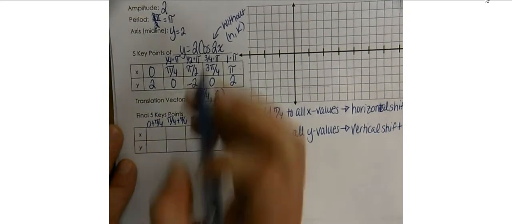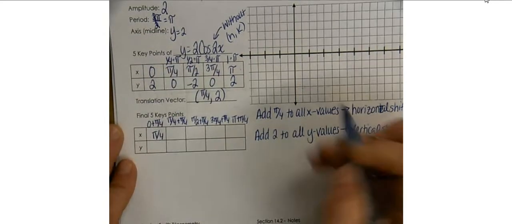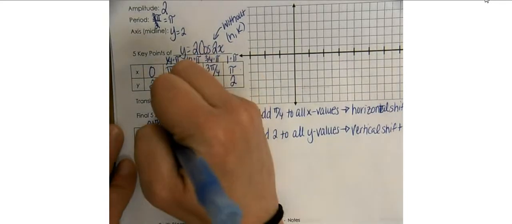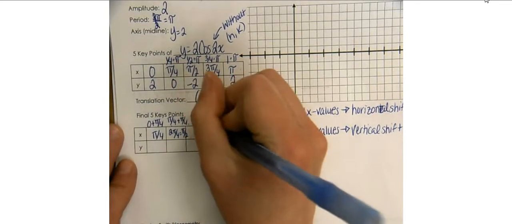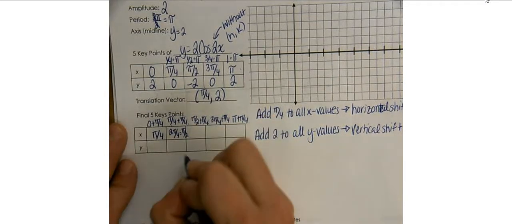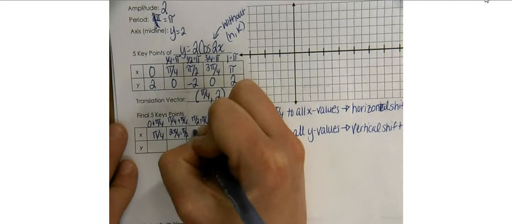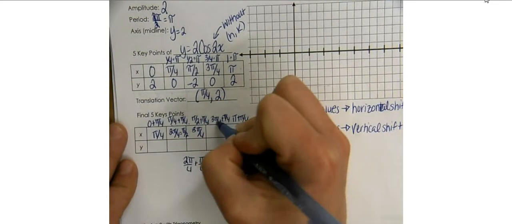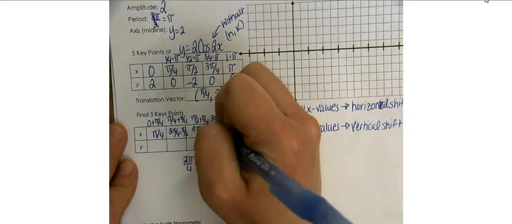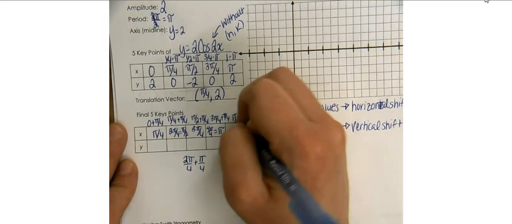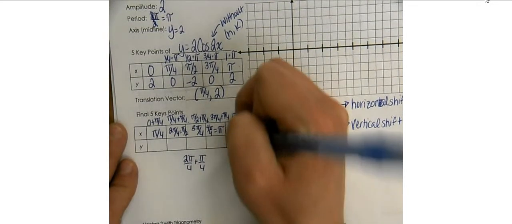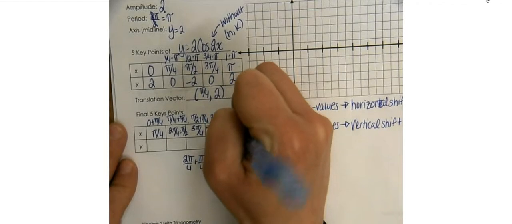So 0 plus pi over 4 is going to be pi over 4. Pi over 4 plus pi over 4 is 2 pi over 4. 2 pi over 4 is pi over 2. Then pi over 2 plus pi over 4. Pi over 2, I can rewrite that as 2 pi over 4 plus another pi over 4, and that's going to be 3 pi over 4. Then 3 pi over 4 plus pi over 4 is 4 pi over 4, and 4 pi over 4 is equal to pi. Then I have pi plus pi over 4, so that's 4 pi over 4 plus pi over 4, which is 5 pi over 4. So that's what I did here.